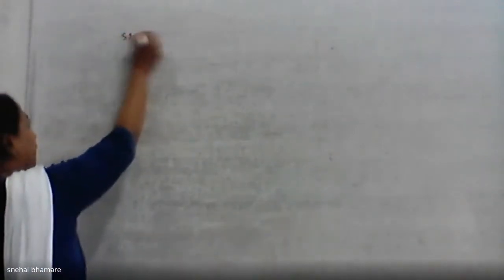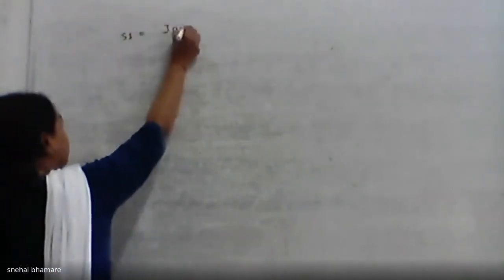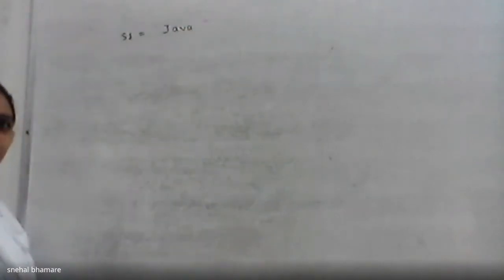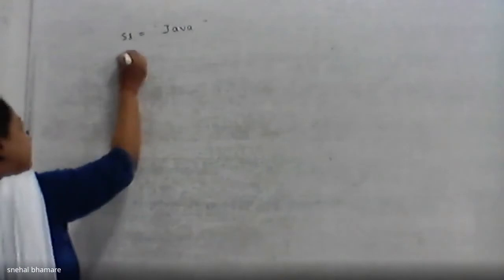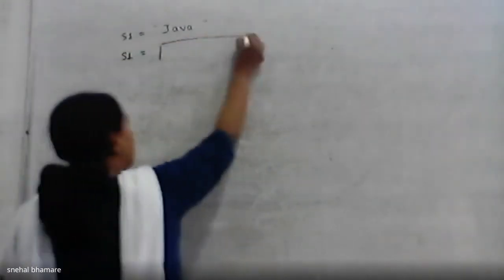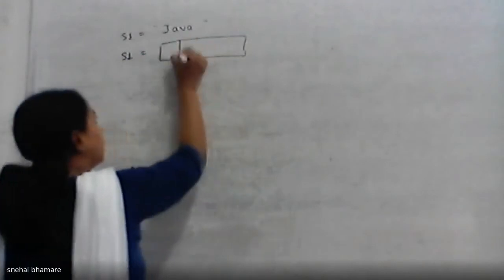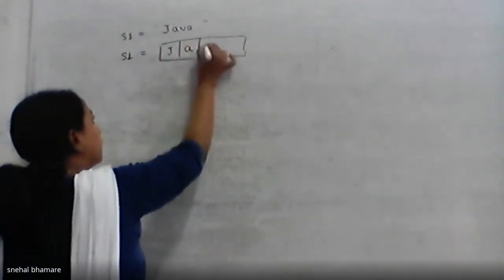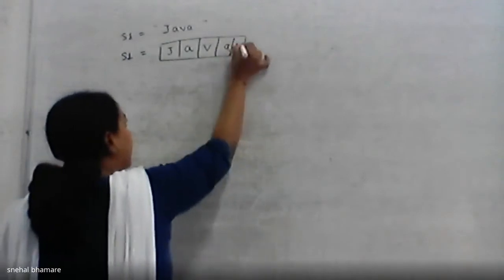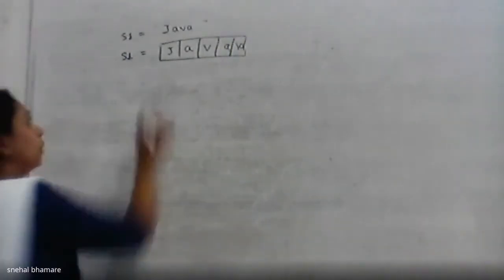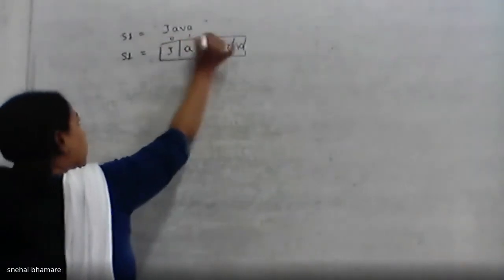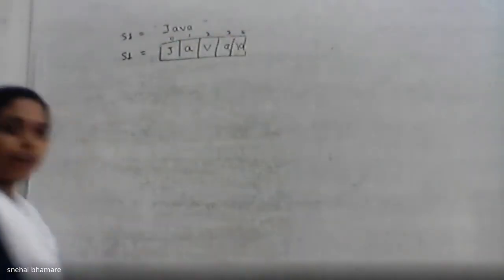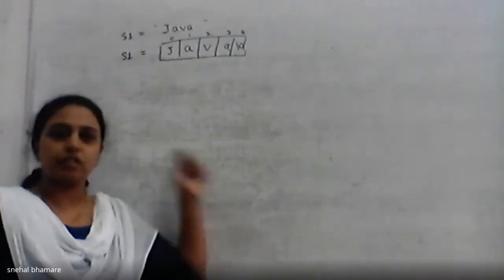That means for a given string, we can calculate the length of the string by using that length function. Now, for example, suppose my string, let's say S1 is Java, right? In the character array, it will be stored as S1 is equals to Java, and the last character terminated by /0. Index of this array will start from 0, 1, 2, 3, 4. Fine. This is the array representation of the string Java.